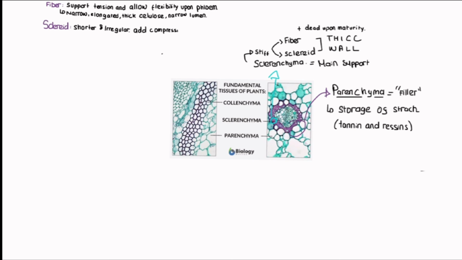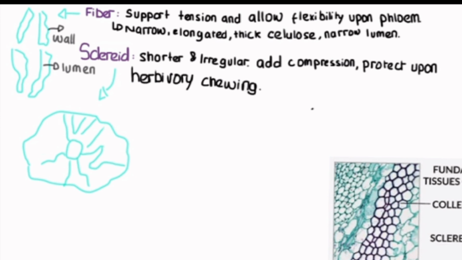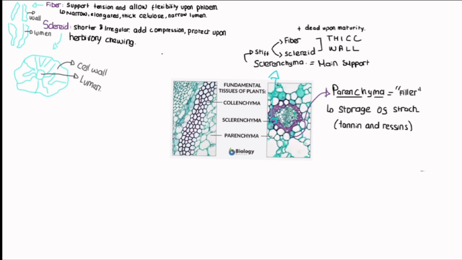Sclereids are slightly shorter, irregularly shaped cells which add compression strength to the phloem, although somewhat restrict flexibility. Sclereids act somewhat as a protective measure from herbivores by generating a gritty texture when chewed.